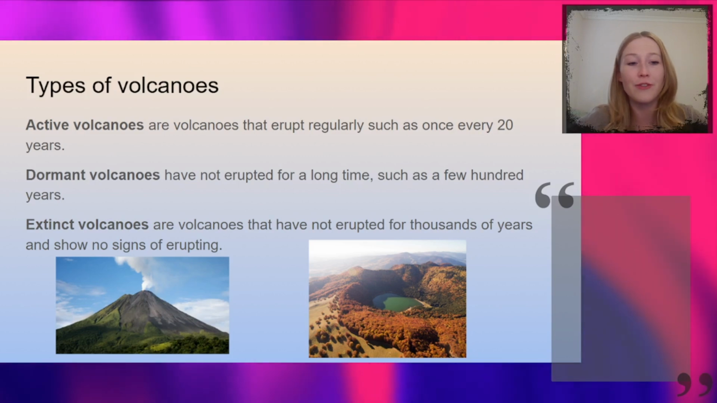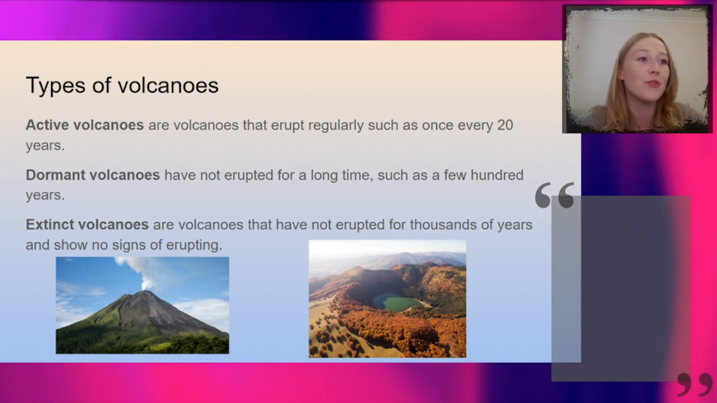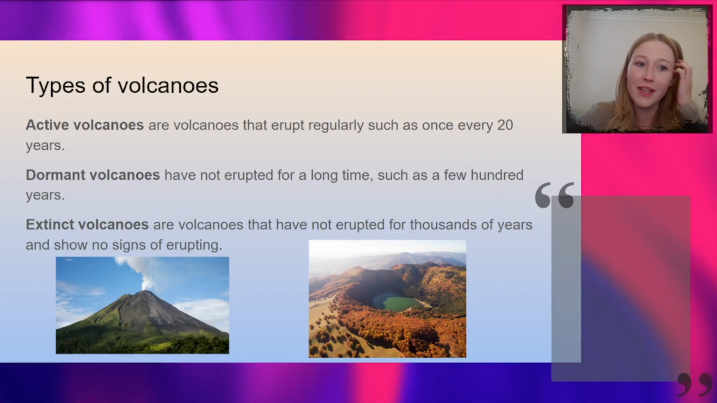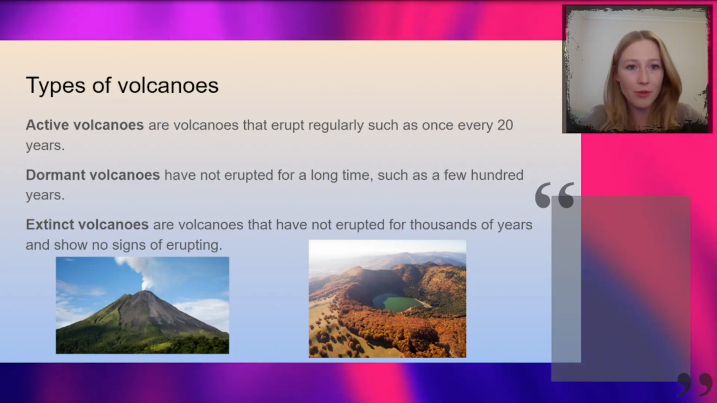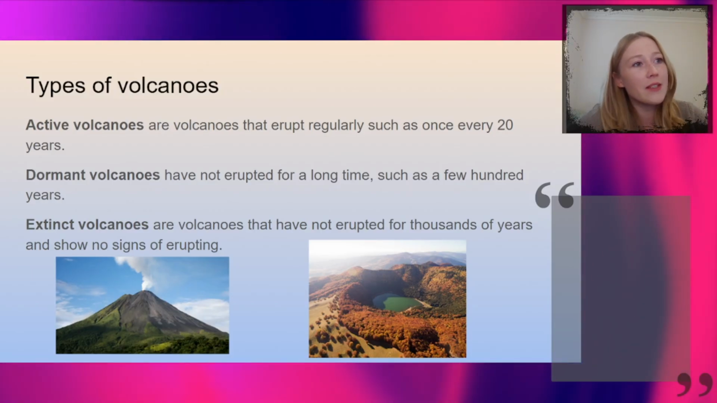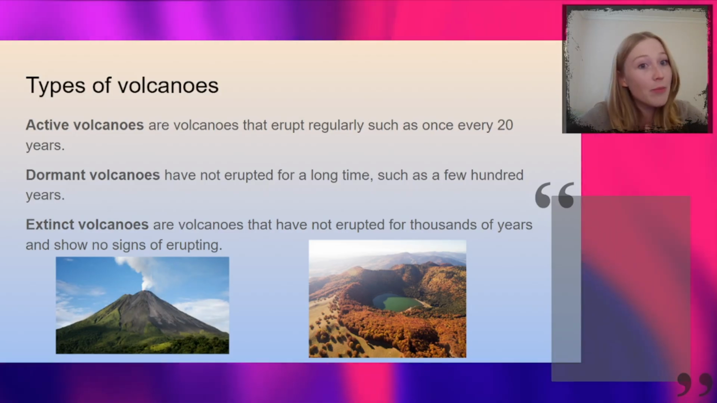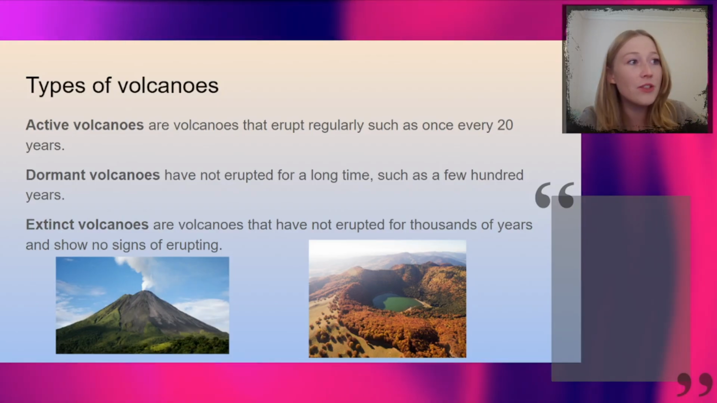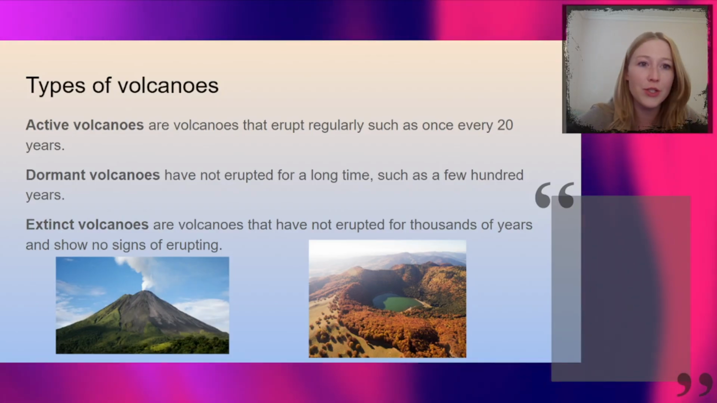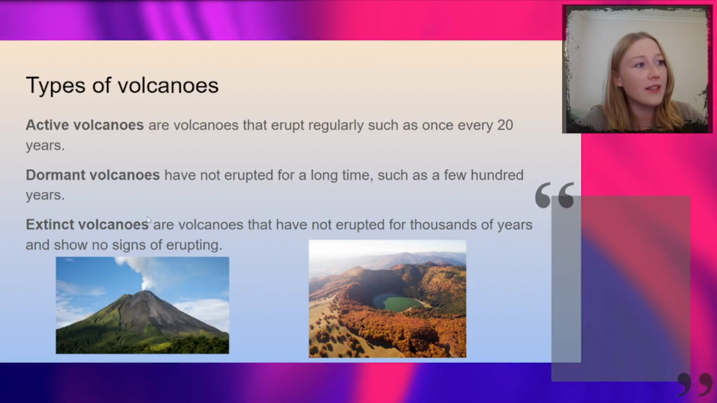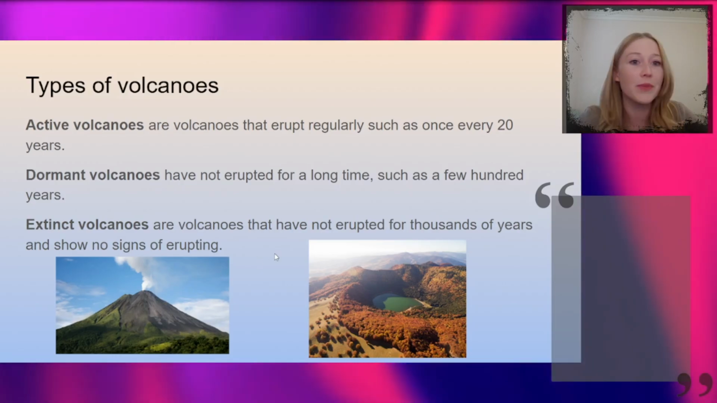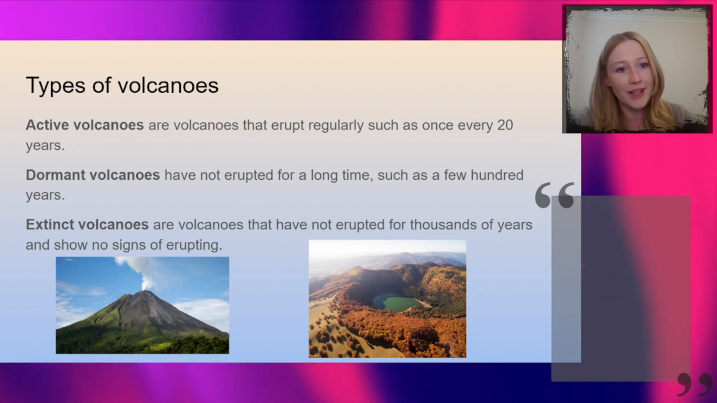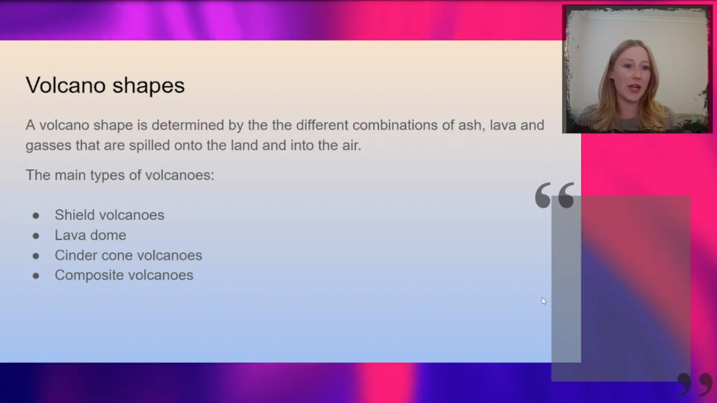And in terms of activity, we classify them using three different groups. The one is active. Active means that the volcano has been erupting regularly. Dormant is basically just having a long nap. It hasn't erupted for quite a long time, a few hundred years or so. It doesn't really look like it's going to erupt, but it could. And then extinct means it has not erupted for thousands of years and does not look like it would ever erupt again.